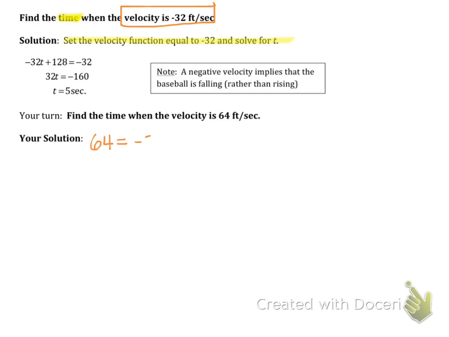So the first derivative is negative 32t plus 128. Subtract 128 and we get negative 64. And then after you divide by negative 32, t is going to equal 2 seconds, which we actually already know it would be based on the problems we did prior on the page before.